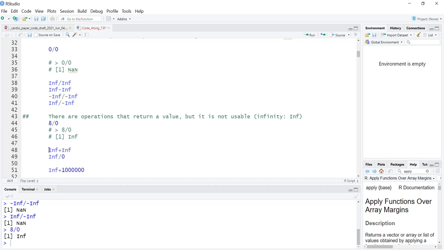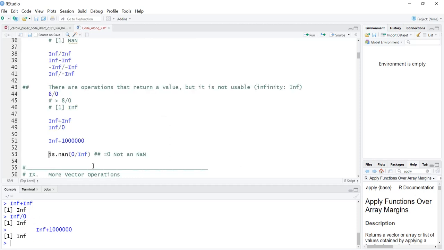Okay? And infinity plus infinity, this is correct. It is infinity. But infinity divided by 0 again is not defined, but R will tell you it's infinity. And as I showed before, infinity plus a million, still infinity.